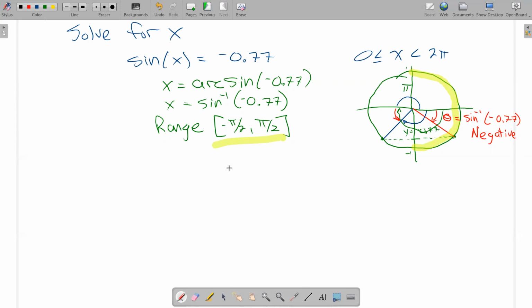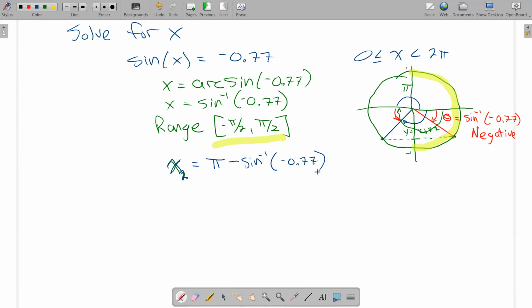Now I know that angle is negative, so my claim is that the other solution, let's call that x2, let's maybe make that blue, is going to be pi minus the sine inverse, or arc sine, let's use sine inverse this time, of negative 0.77. So my claim is that those are the two answers.